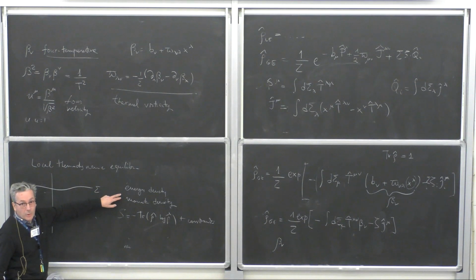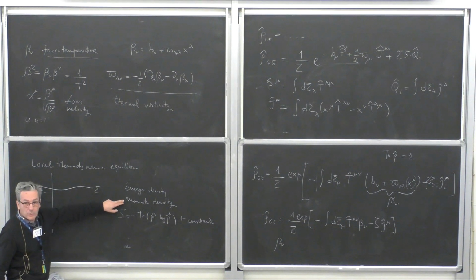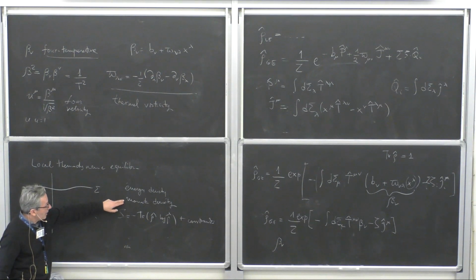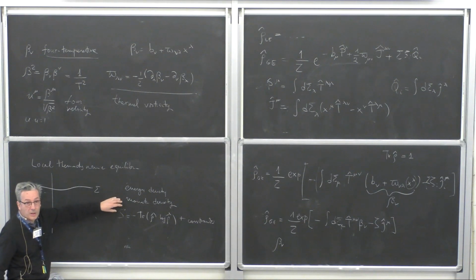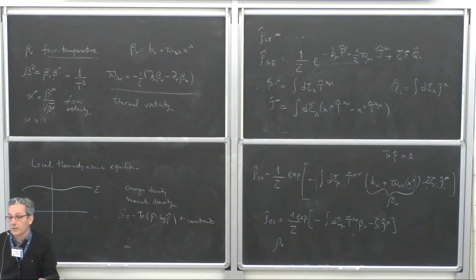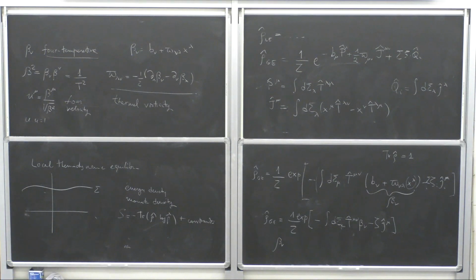whose purpose is forcing the energy density and the momentum density to be those which are somehow known. So in a sense, this corresponds completely to the problem of global constraints for the global equilibrium.